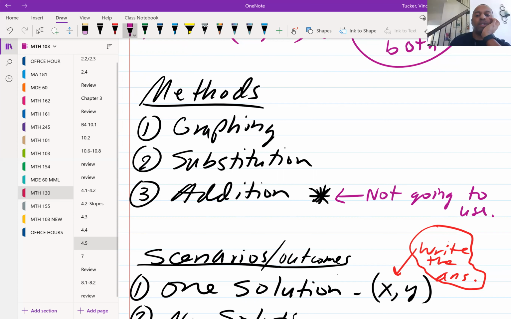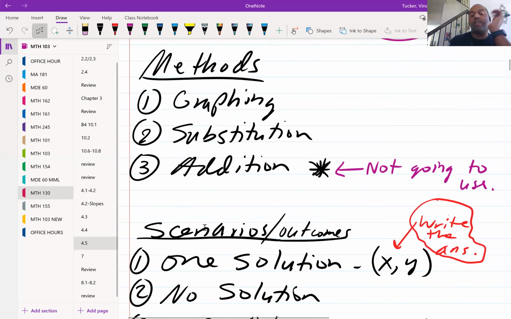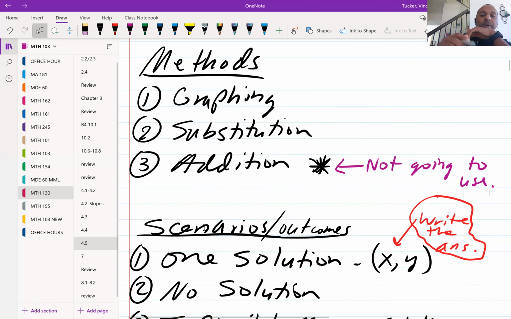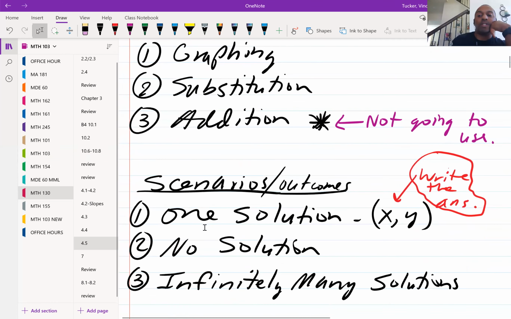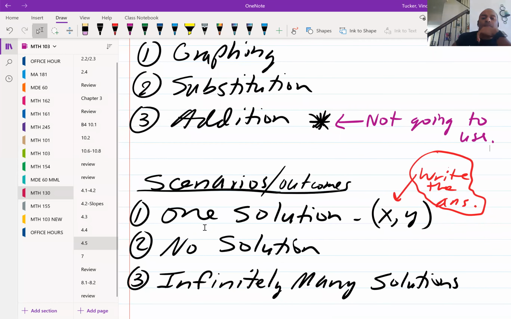And so we're not going to use the addition method, but I was just throwing it out there. If somebody knows how to use it already, then feel free to use it, because no matter what method you use, you'll always have these three scenarios. The first scenario is you will get one solution, like (4, 2). You wouldn't write x, y, you would actually write the answer, so if your answer is 4, 2, you would write (4, 2). Second scenario is no solution. It is possible that nothing will work. And then infinitely many solutions. That means a whole bunch of ordered pairs will work.